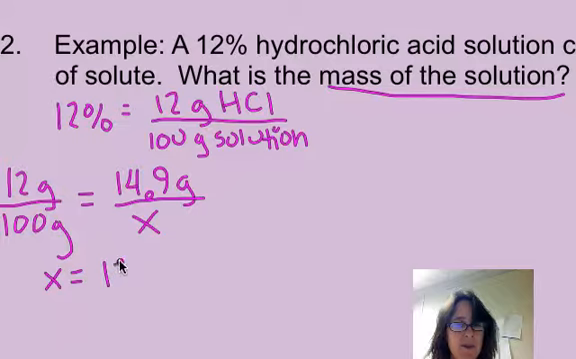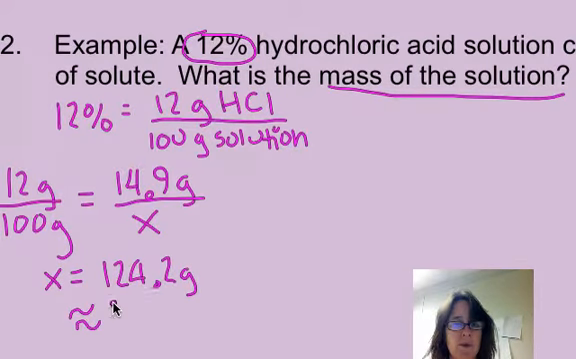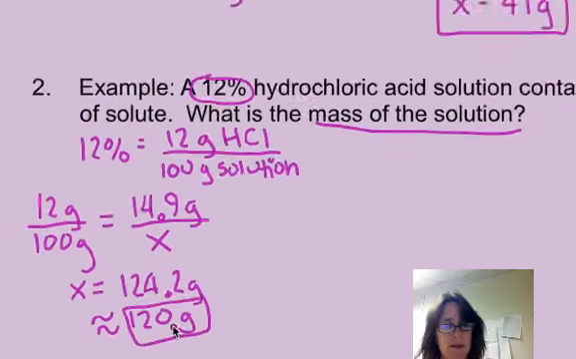So for x, I'm getting 124.2 grams, but that's too many sig figs. We only need 2 because 12% only has 2, so we round it down to 120. And that's how you do percent by mass.